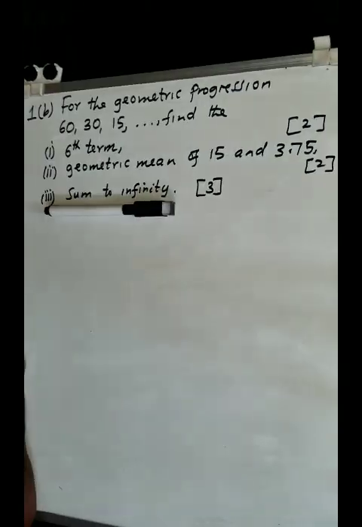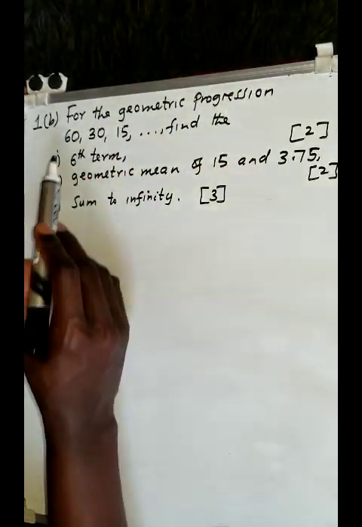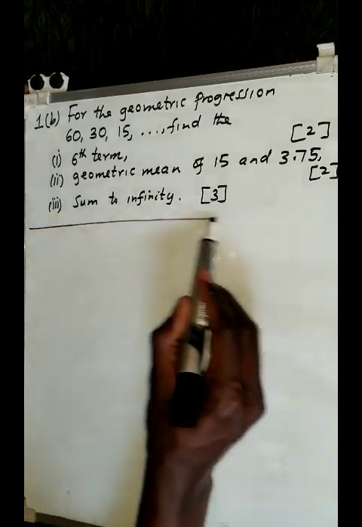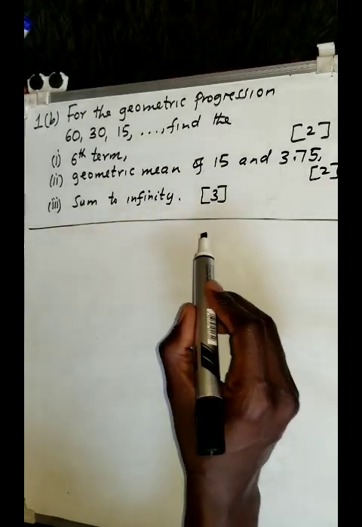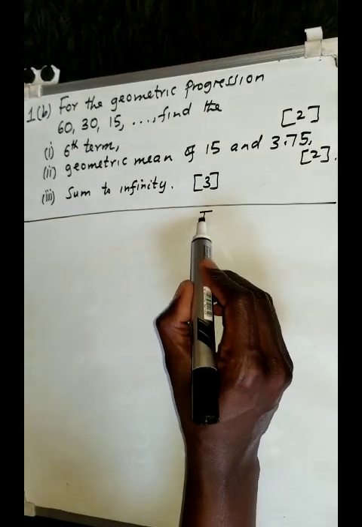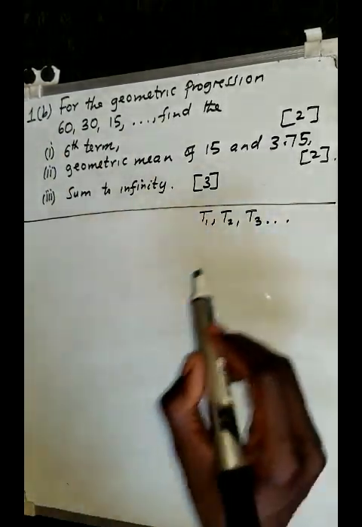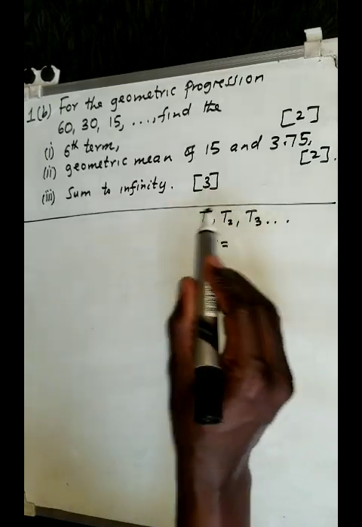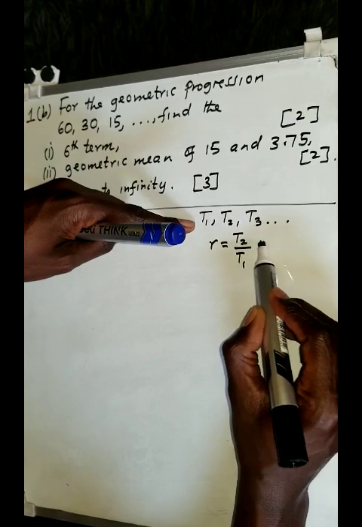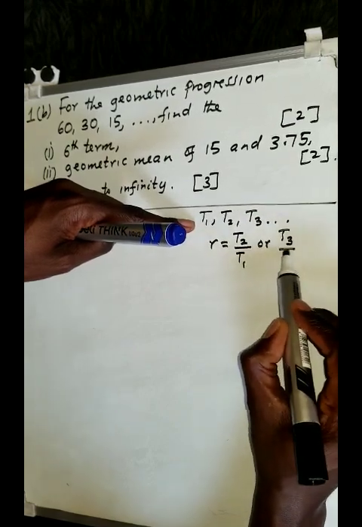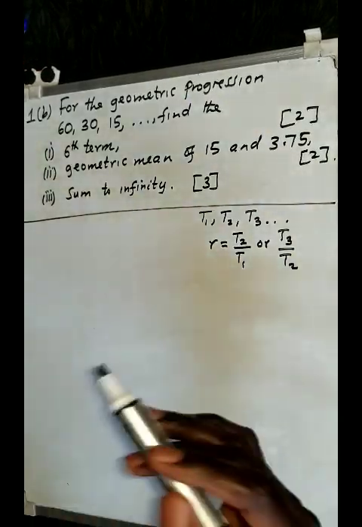All right, question number 1b. It says that for the geometric progression, they have given us the sequence 60, 30, 15, and so on. If you still remember some concepts that we taught you, if you have term 1, term 2, and term 3 in a geometric progression, we talk about the common ratio. You get the common ratio by dividing term 2 by the preceding term, which is the same even if you divide term 3 by term 2, as long as the terms are consecutive, following each other.